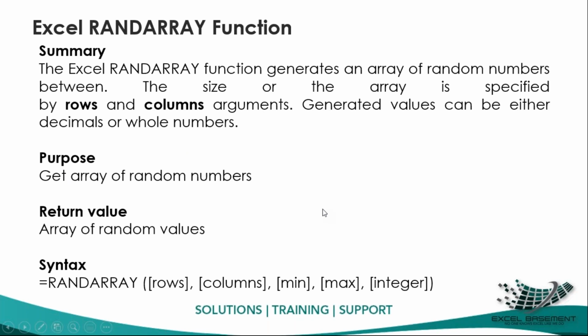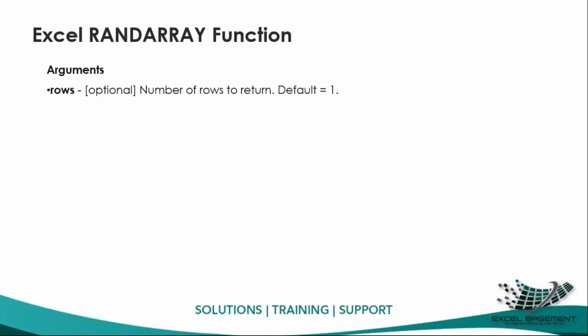demonstration of it. So the syntax of the RANDARRAY function: all the function arguments are optional. Within this, there are arguments such as rows, columns, min, max, and integer. So first, the rows. Let's understand the arguments first, and we will then go to Excel for the demonstration. The rows is an optional function argument where we define the number of rows to return. By default, if you skip it, the default value is equal to 1.